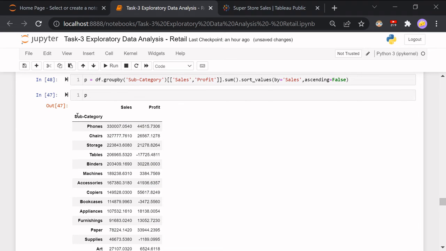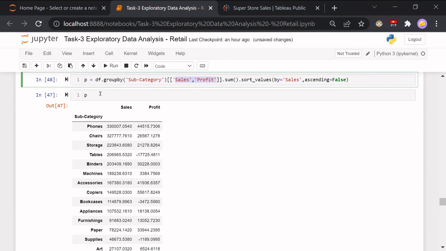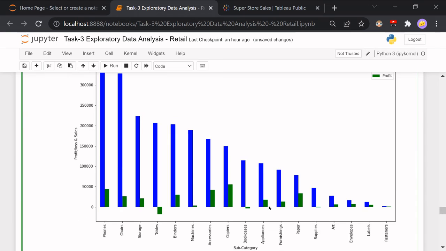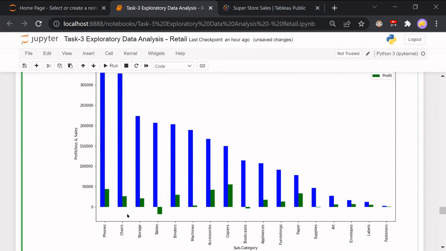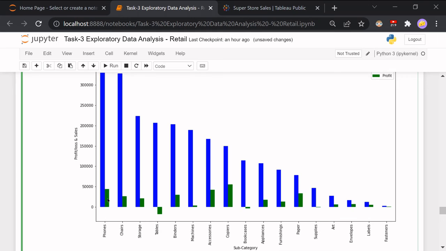Now what I am doing here is grouping by subcategory and putting the sales and profit columns in there. As you can see, these are the sales and these are the profit columns, and I am taking rows and plotting a bar plot, and this is the bar plot that I have plotted. What it is telling us is that from the subcategories, phones have the higher sales. As you can see, blue is the sales and green is the profit.